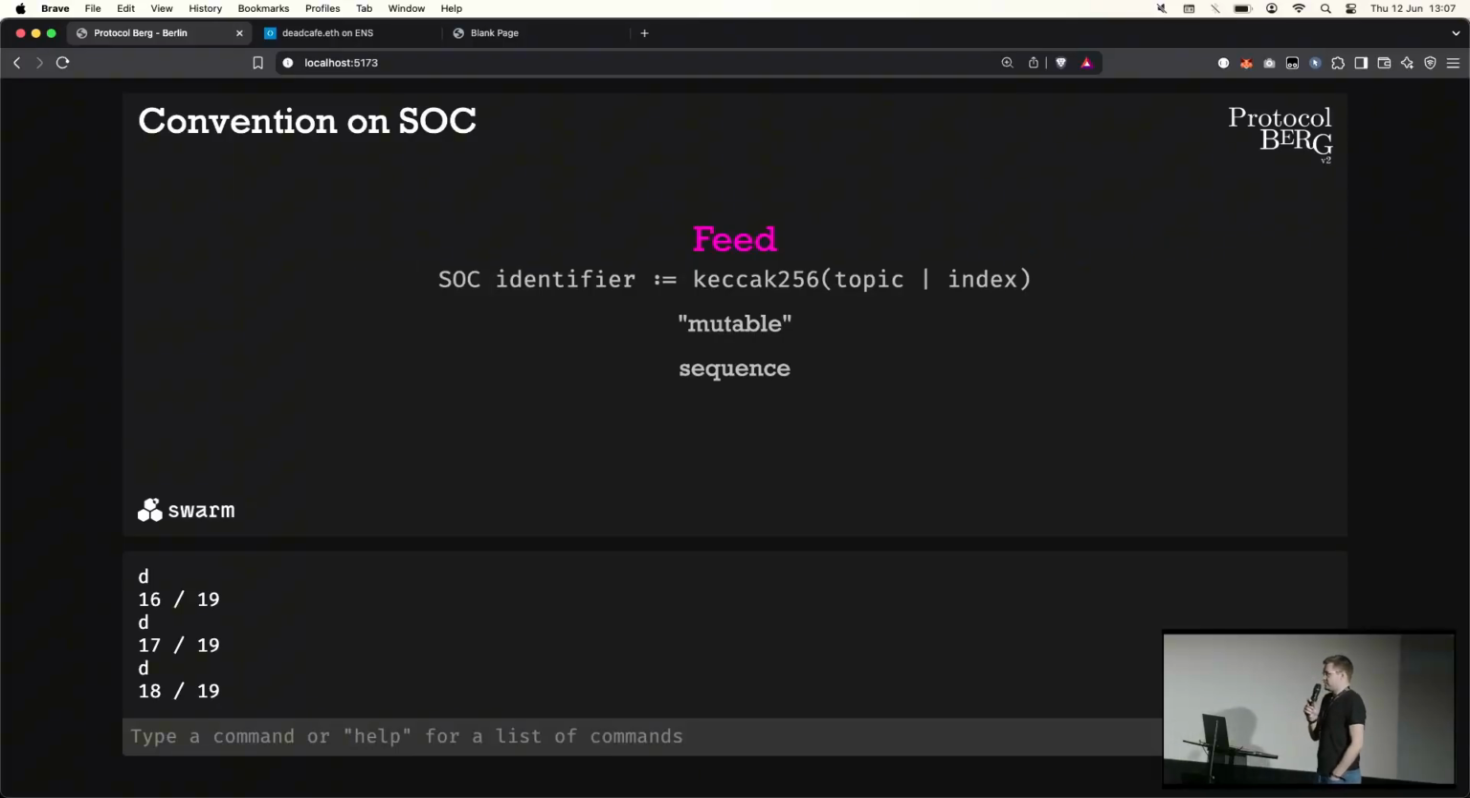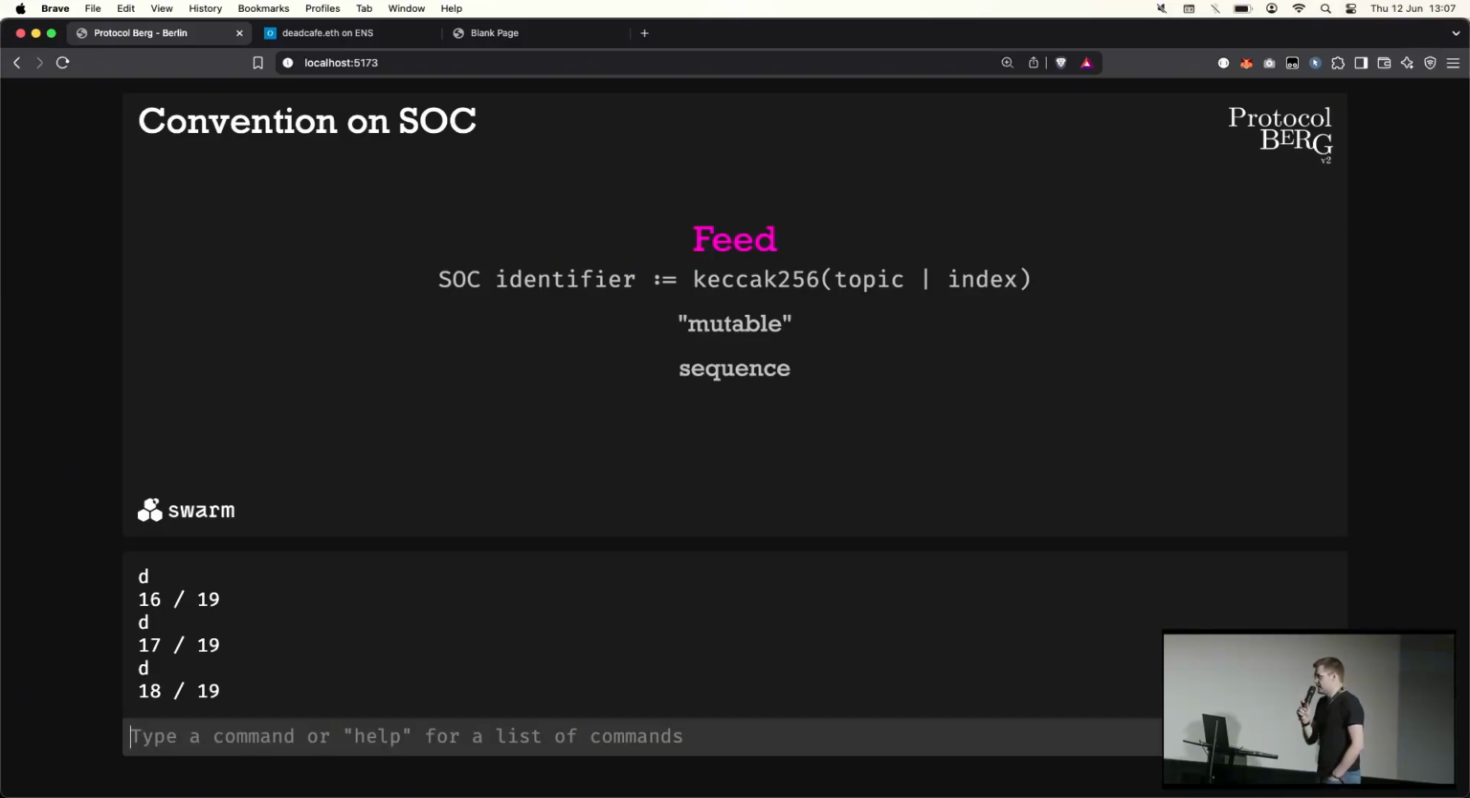One convention of single owner chunks is the feed. This is not a new chunk type. This is just a way to set the identifier in the single owner chunk, which used to be arbitrary. It is still somewhat arbitrary. So the idea here is to add an index part to your identifier so you can version your content.